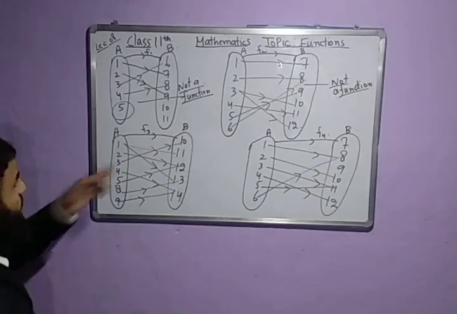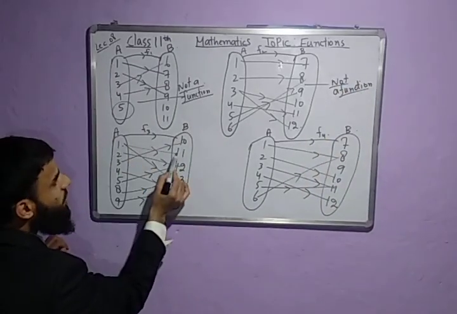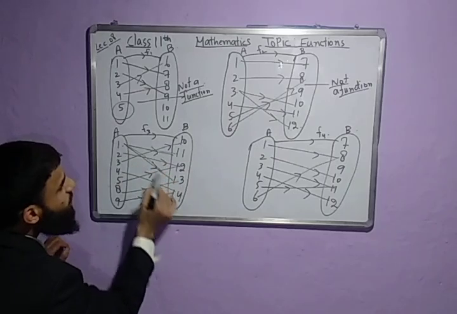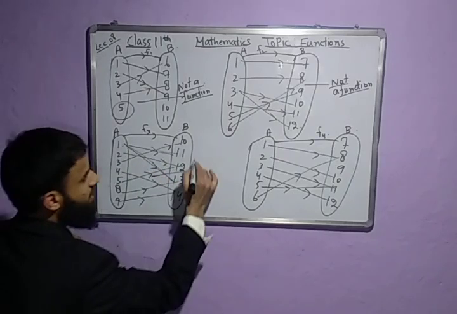Now what about F3? 1 has got two images, 11 as well as 13. It's not a function.